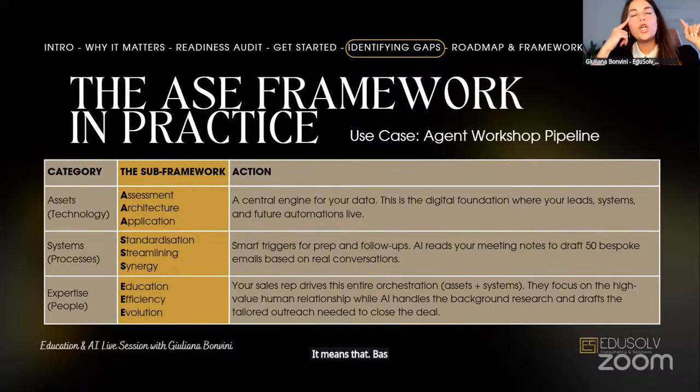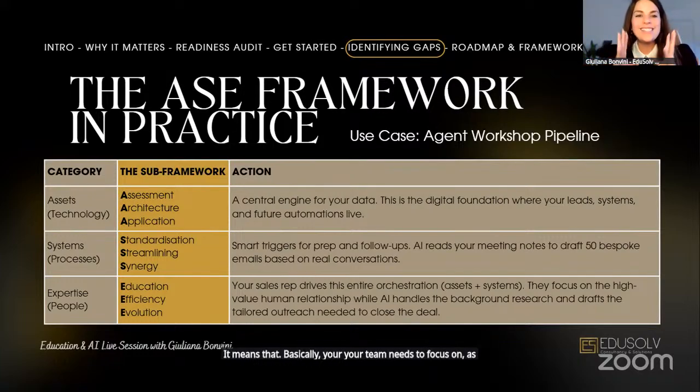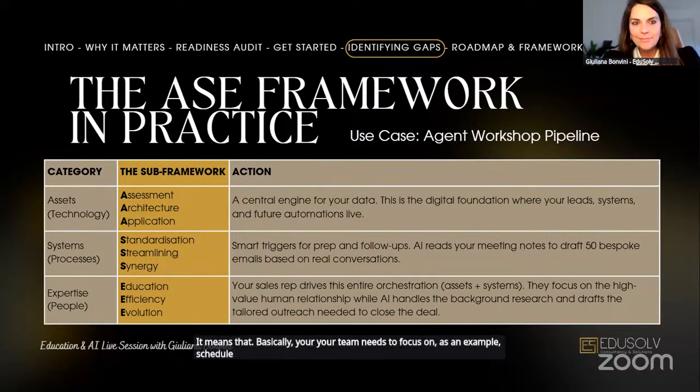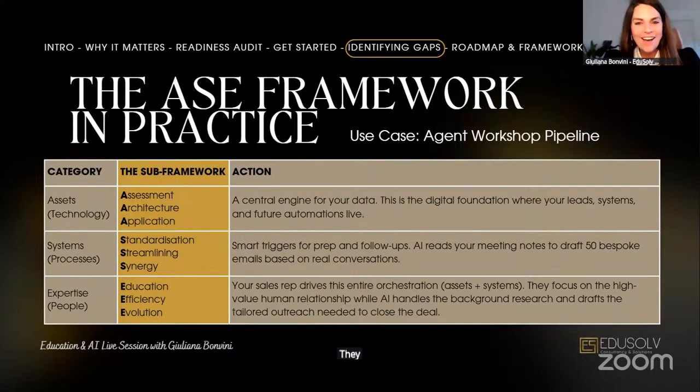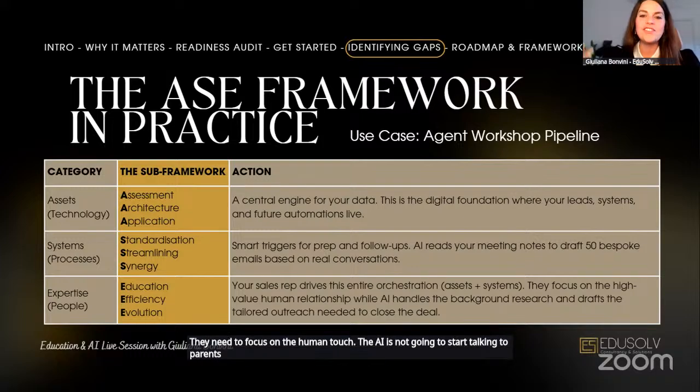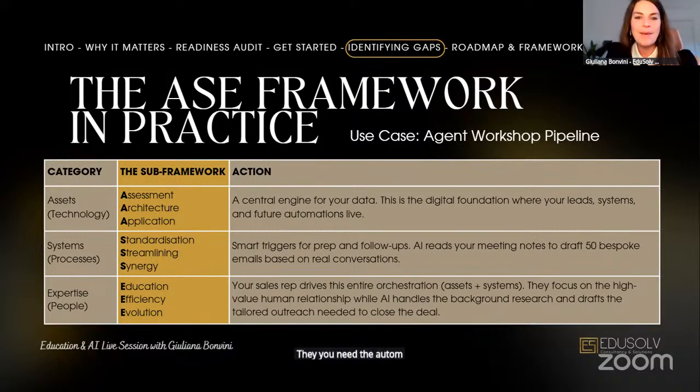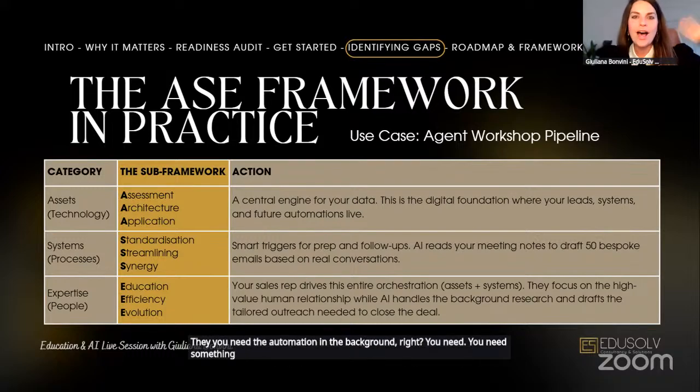basically your team needs to focus on, as an example, scheduling meetings. They need to focus on the human touch. The AI is not going to start talking to parents, talking to students. Your team has to do that. But for your team to do that, you need the automation in the background, right? You need something working in the background to handle the admin tasks that your team doesn't need to do.